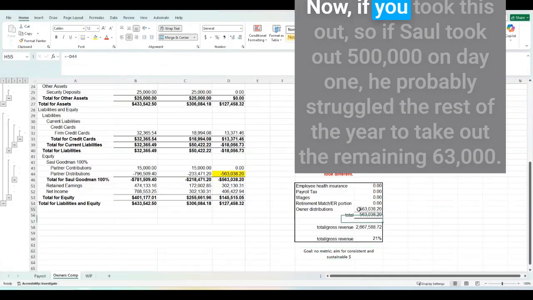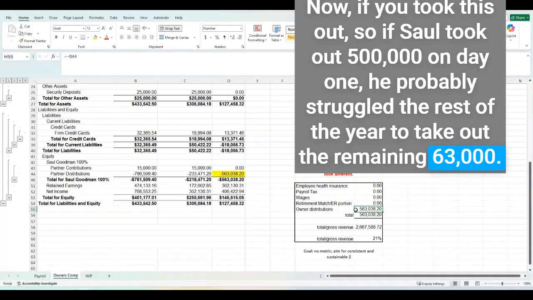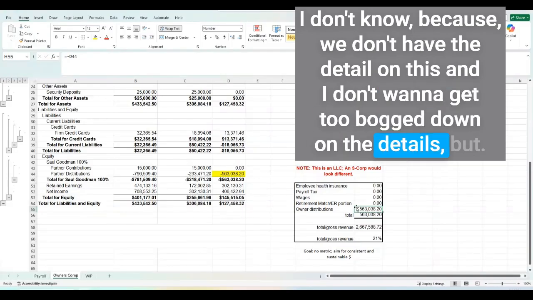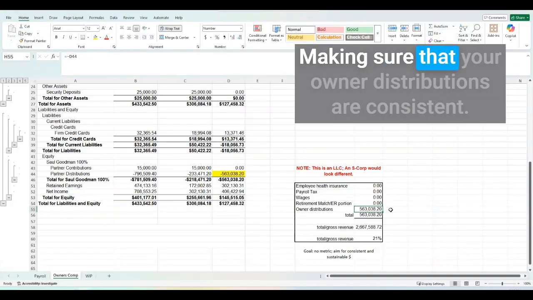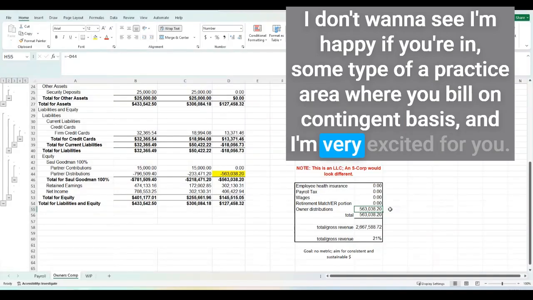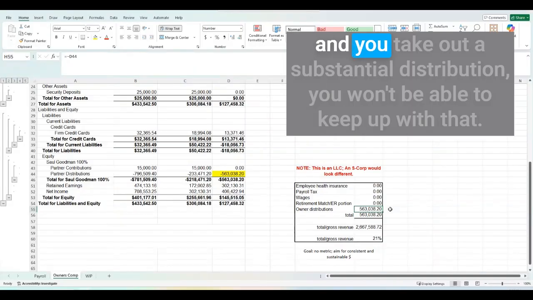Now, if Saul took out 500,000 on day one, he probably struggled the rest of the year to take out the remaining 63,000. I don't know, because we don't have the detail on this and I don't want to get too bogged down in the details, but make sure your owner distributions are consistent. I'm happy if you're in a practice area where you bill on a contingent basis, and I'm very excited for you if you have a very big judgment or settlement and it becomes a windfall and you take out a substantial distribution. You won't be able to keep up with that.